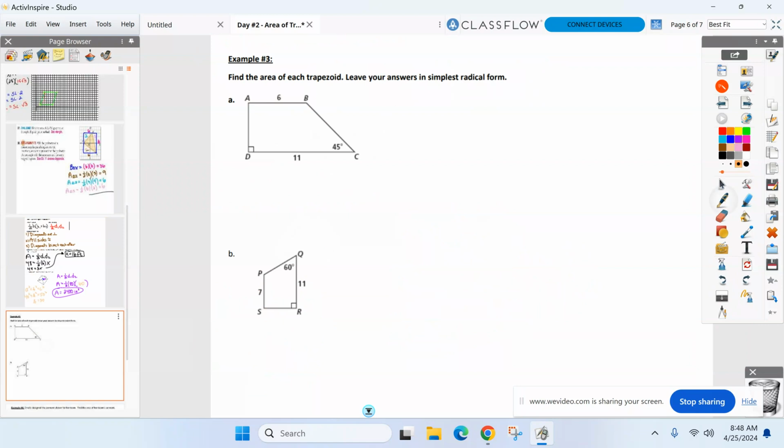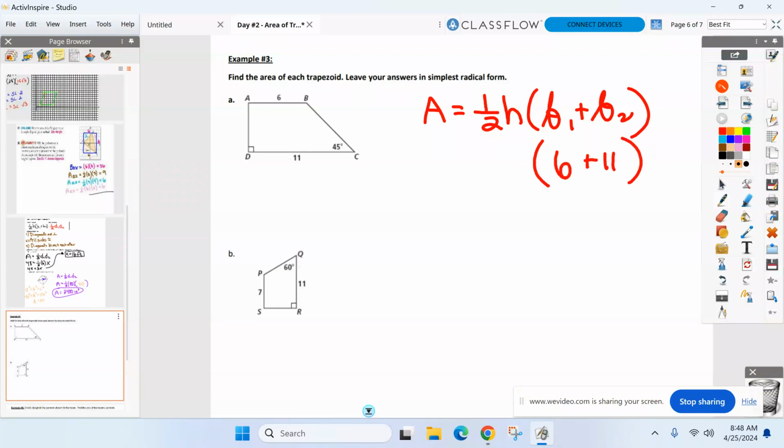Let's get the formula down first. One half the height, base 1 plus base 2, not, keep reminding you guys, not given to you. You can plug the 6 and 11 in. Where am I plugging the 6 and 11 in? Those are my bases. Yeah, 6 and 11 plus. We just got to work on the height.